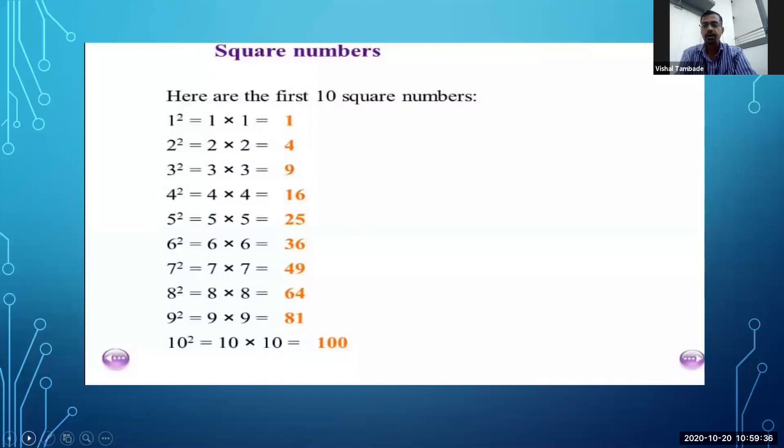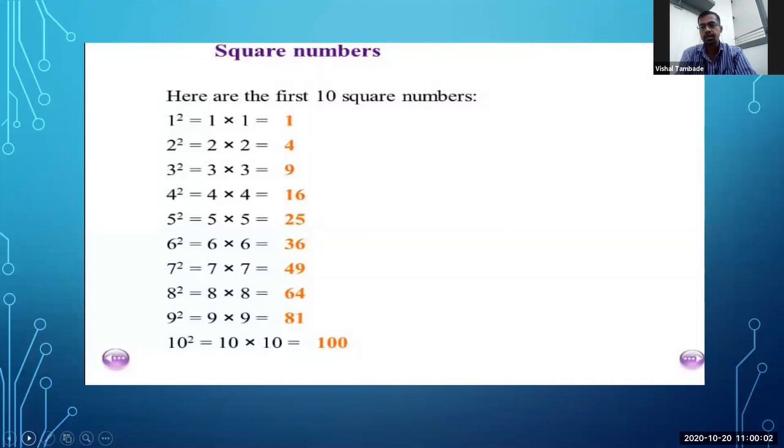5 square, 5 multiplied by 5, 25. Means the square of 5 is 25. Now 6 square, 6 multiplied by 6 is 36. Means 6 square is 36. Now 7 square, 7 multiplied by 7, 49. Means 7 square is 49. 8 square, 8 multiplied by 8, 64. 8 square is 64. Now 9 square, 9 multiplied by 9, 81.